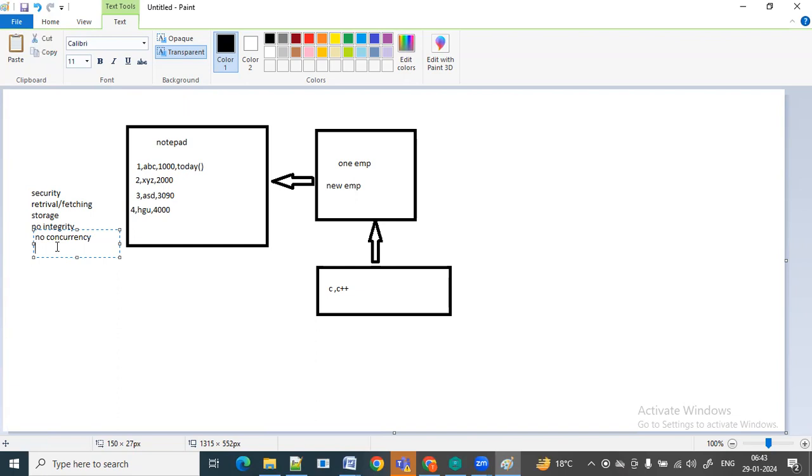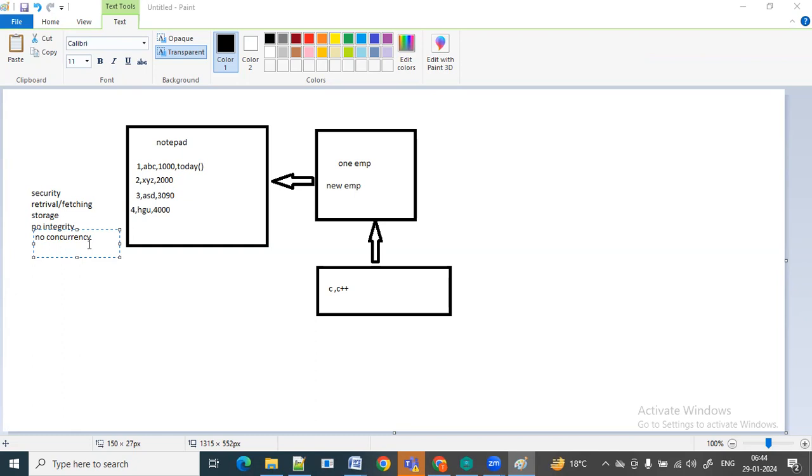Now, tell me the thing which we are missing here. Yes, privacy of data was not there. That's okay, fine. Now, security, fetching, storage, no integrity, no concurrency, that is fine. Once the data gets updated in the new thing, the old one we are going to lose, right? We can't find the history of the data. Okay, history we are going to lose. Somehow that's fine.